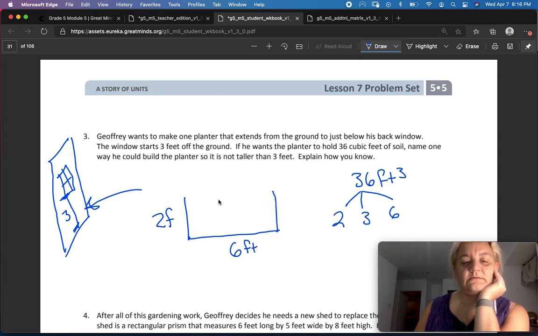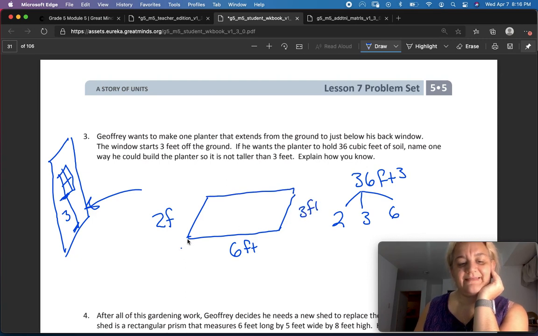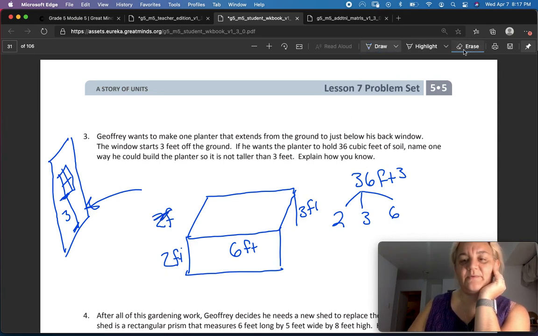And, wait a minute. How am I doing this here? Sometimes my pictures are a little bit wonky. Here we go. There we go. And this is going to be 3 feet. And then the height will be here, and that will be 2 feet. Now, will it go above the window? Nope, it shouldn't. It should fit right nicely under the window, right here, right there.